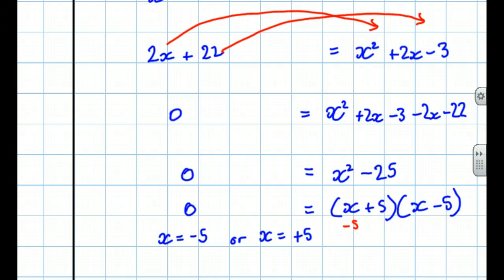Just one quick note before I depart. You'll often find, though, that the right-hand side isn't a difference of two squares. It'll be a quadratic, which you'll have to factorise with 3 terms.